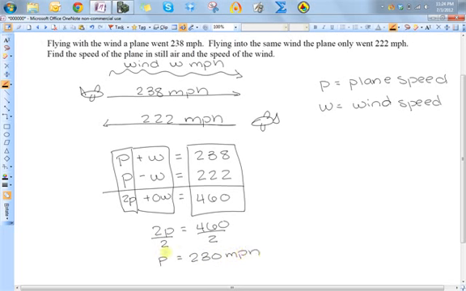So the speed of the plane, if there were no air current, would be 230 miles per hour. If I want to find the speed of the wind, I just need to find what number had to be added to that to get 238, or subtracted from this to get 222. So I'm just going to take either one of these equations. Let's just do the p plus w equals 238, and plug this p into it to find w. So 230 plus w equals 238. If I subtract 230 from both sides, we'll see that w is 8.